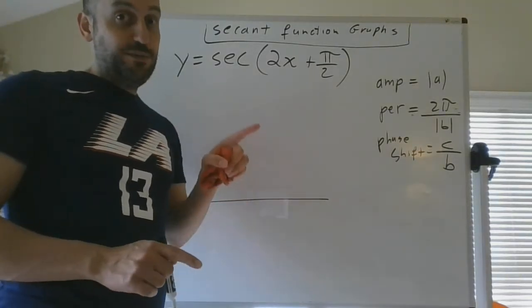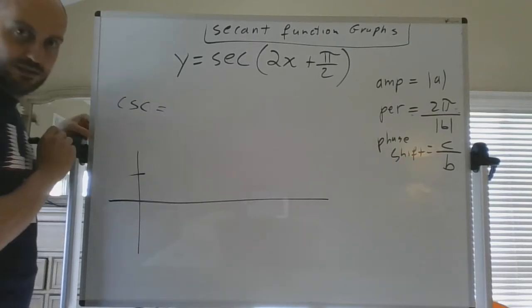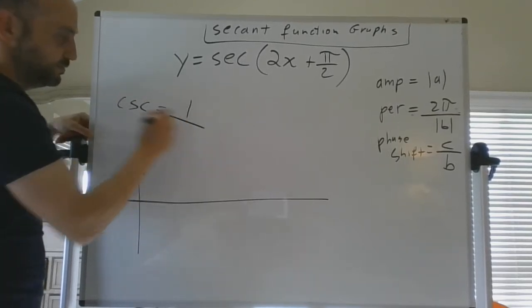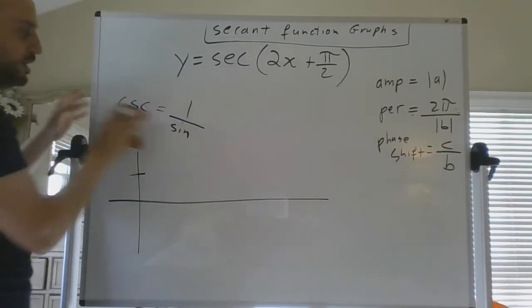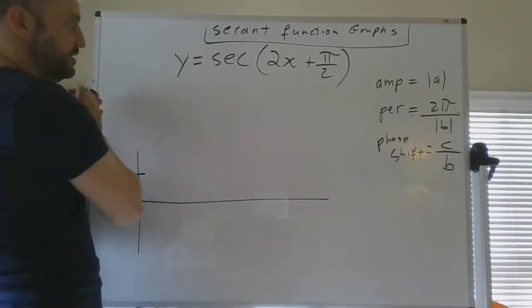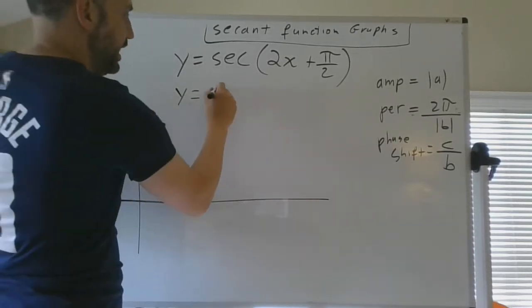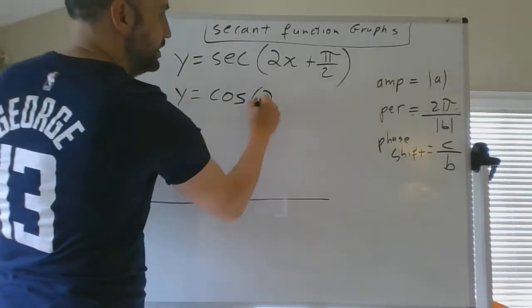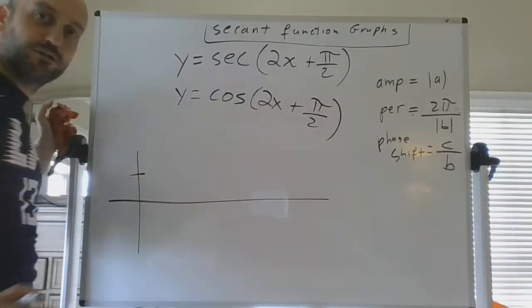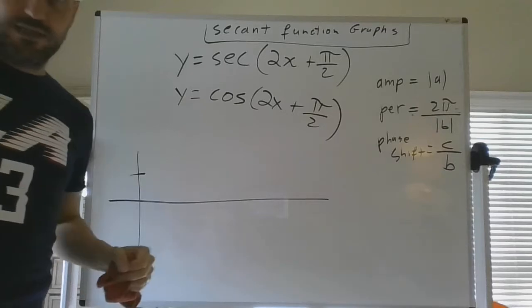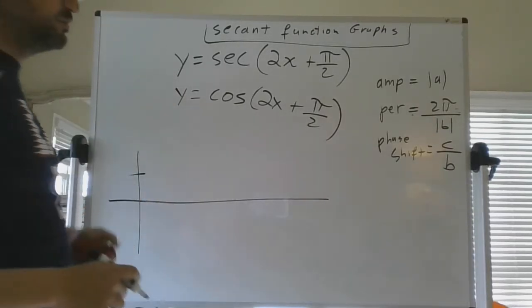So the way we did cosecant, if you guys remember, the previous one, is we remembered cosecant was the reciprocal of sine. Well, in this case, secant is going to be the reciprocal of cosine. So I'm actually going to set this up like a cosine function. I'm going to graph it like a regular cosine function, and then we'll see what the secant looks like. Okay. So same stuff, really. It's really not that much more complicated.